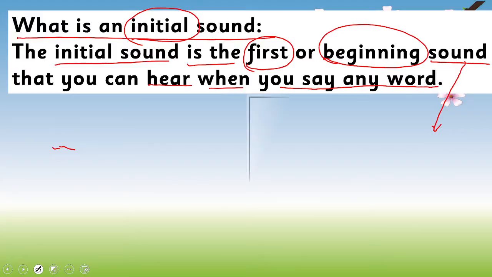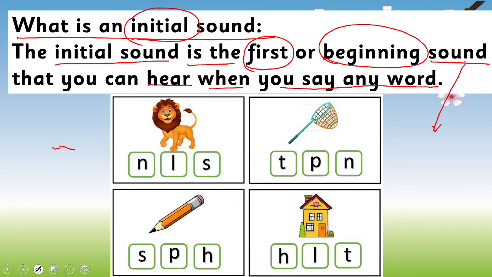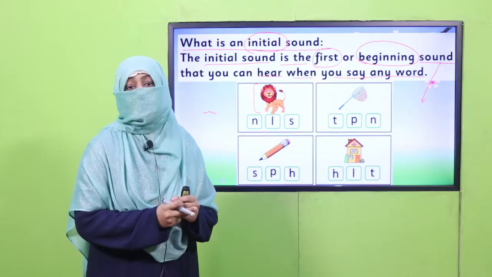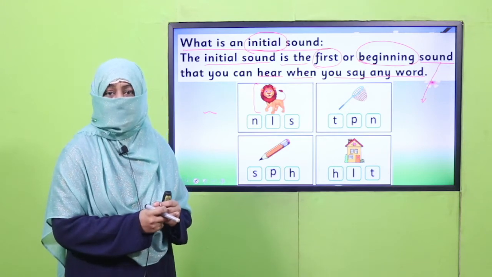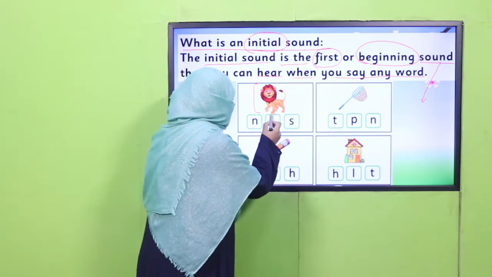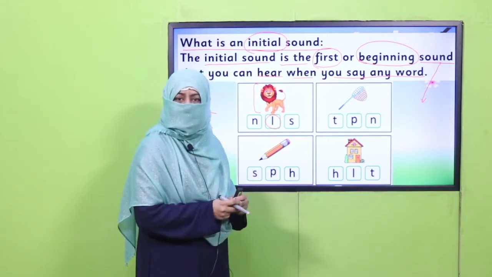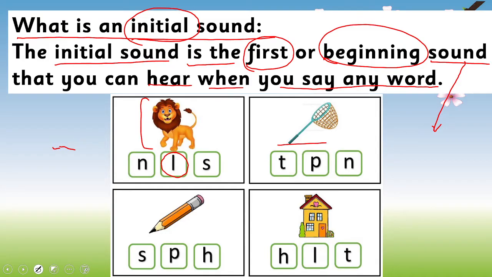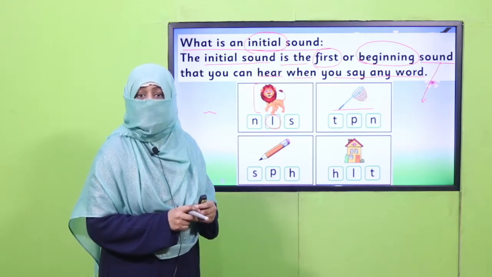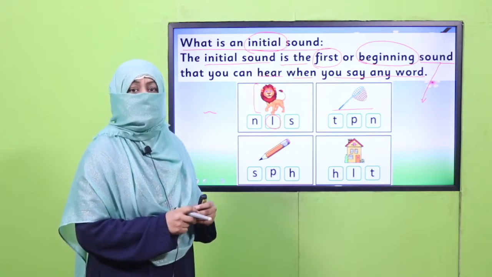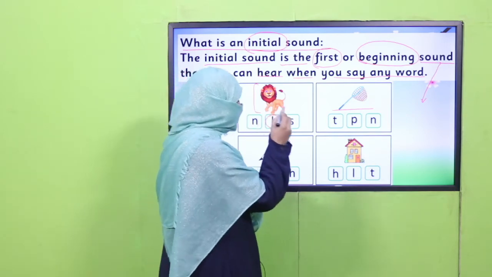All right, I'm going to show you a few images and you'll tell me what is the first sound, means what is the initial sound. Here is the picture of a lion. Say this word, lion. So which sound you are hearing first? L, L. Which letter sounds like this? Yes, it's letter L, and that's here. All right, next image is a net. Say it, net. Which sound we are hearing first? N, n. It's n sound and n. Which letter sounds like this?